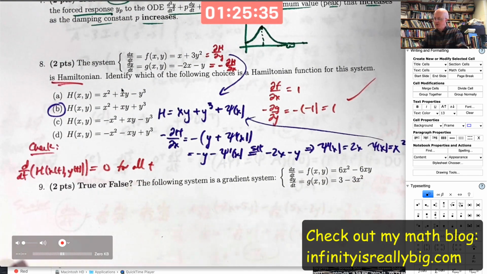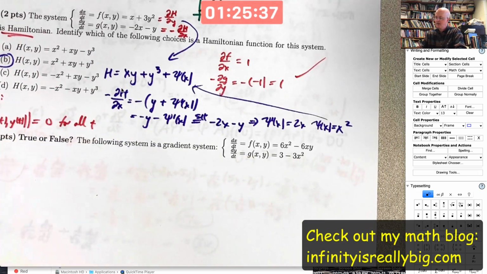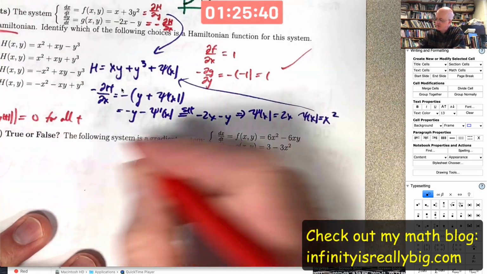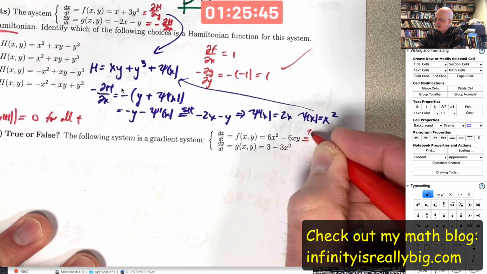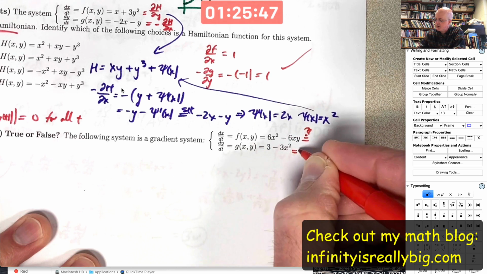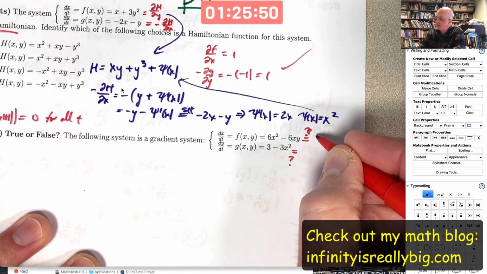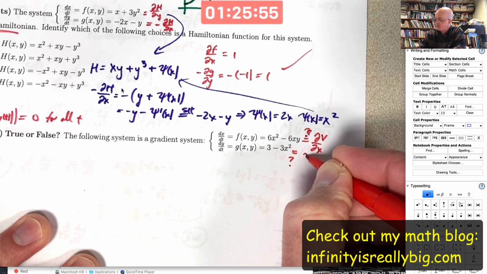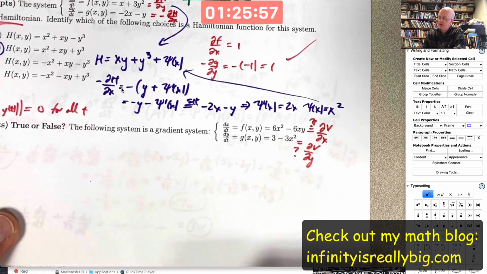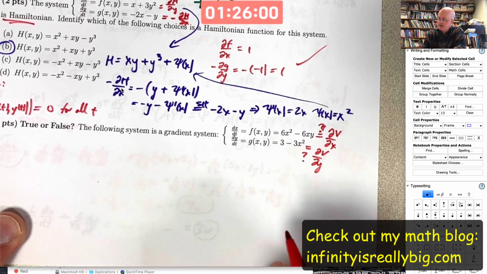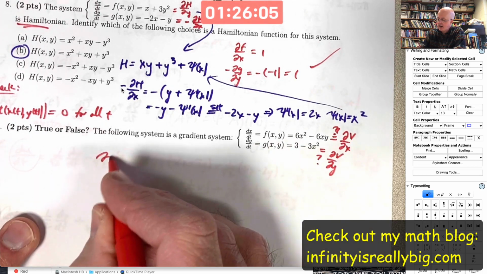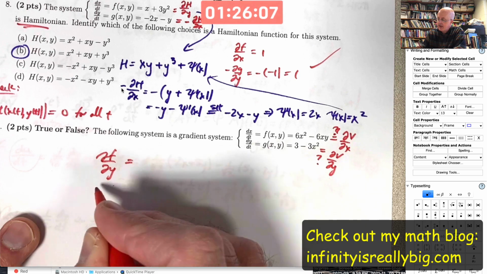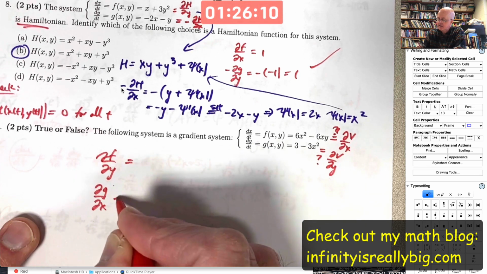Last problem. The following is a gradient system. What does that mean? And this is true, false. That means if it's true, let me put question marks here. Question mark, question mark. If it's true, that means there's some function often called v, where this is the partial of v with respect to x, and this is the partial of v with respect to y. To determine if it is, I use Clairaut's theorem effectively again. I now differentiate f with respect to y and g with respect to x and see if I get the same thing.